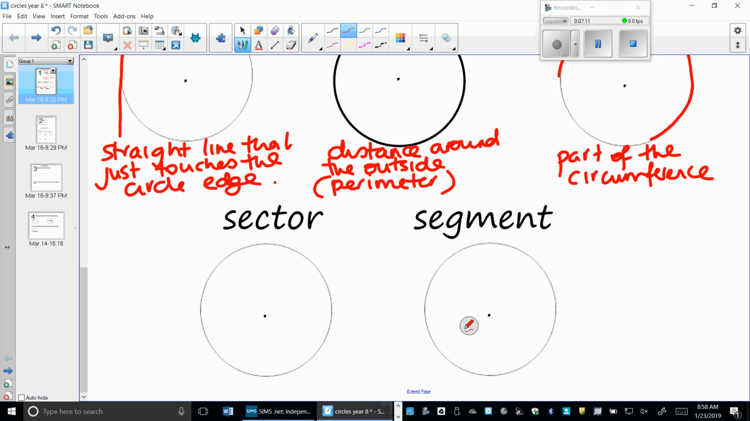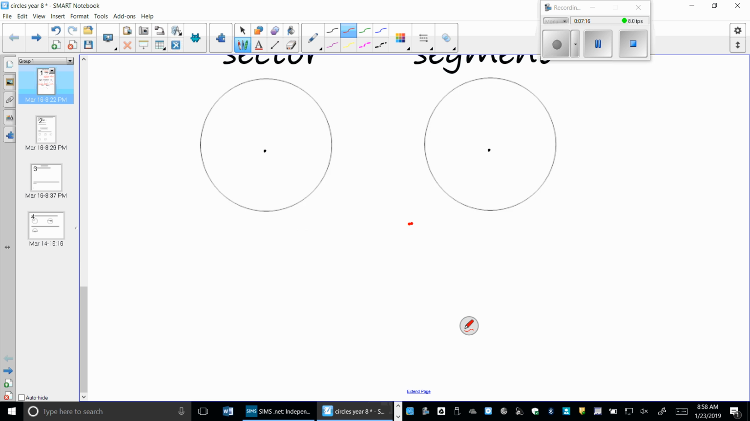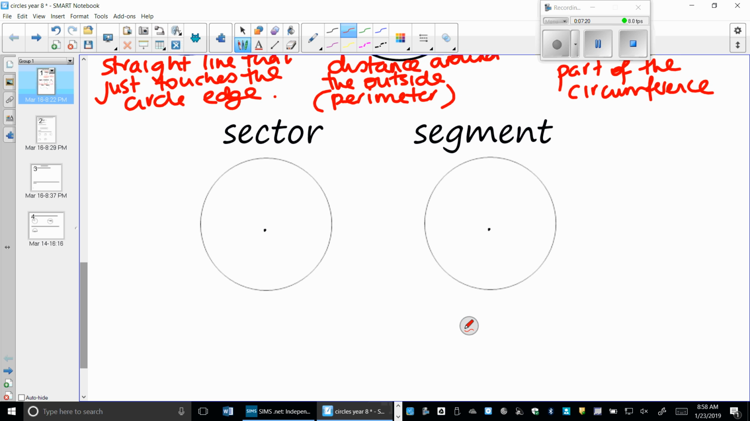So sector and segment. Now these two are ones that people often just get mixed up, and because they both begin with an S, they're too similar for a lot of people. So a sector and a segment. So a sector is a piece of pie. Okay? A sector is a piece of pie.